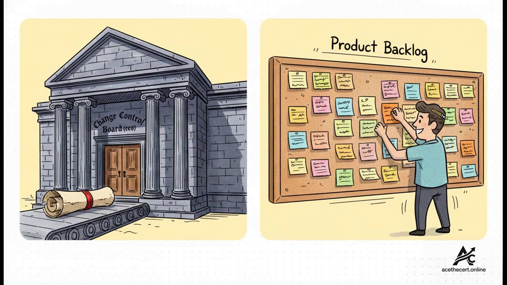In a predictive project, that change request has to go through a formal process with the Change Control Board, the CCB. In an Agile project, though, that request is simply added to the product backlog, and the product owner will decide how important it is compared to everything else. One process controls change, the other one embraces it.